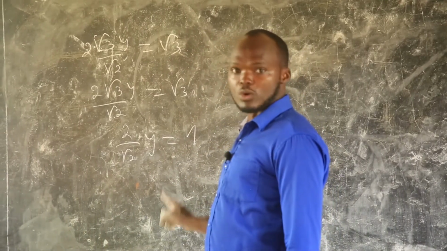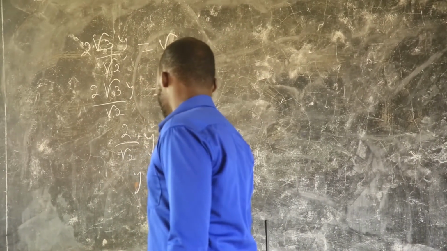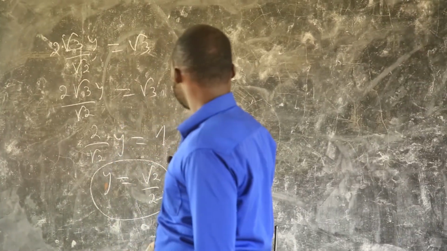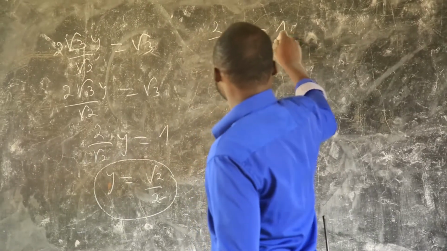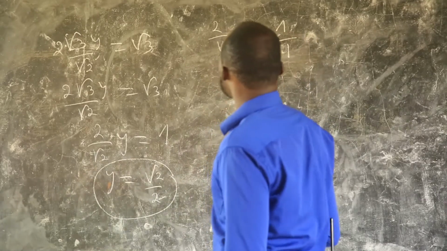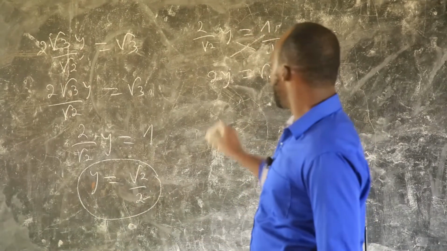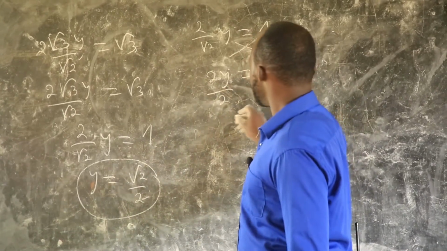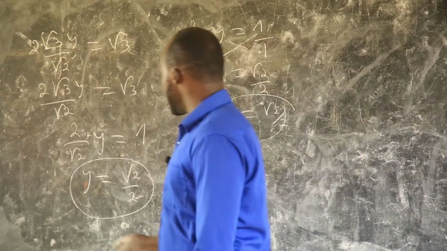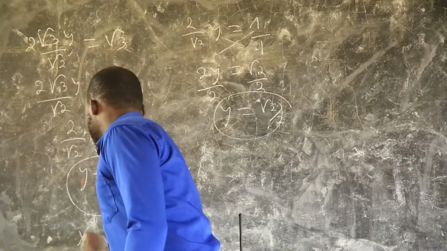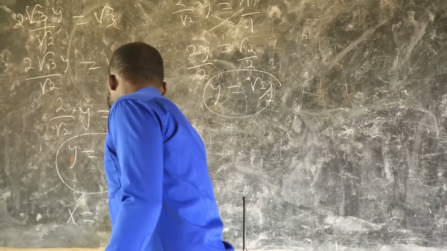Then what we do, we cross multiply. Our y is root 2 over 2. So here what I have done, I have 2 over root 2 y equal to 1 divided by 1. Just cross multiply. If I cross multiply, 2y equal to root 2. Then finally, I divide by 2 both sides. So y is what? Root 2 over 2. So when y is root 2 over 2, it means that x is root 3 divided by root 2.